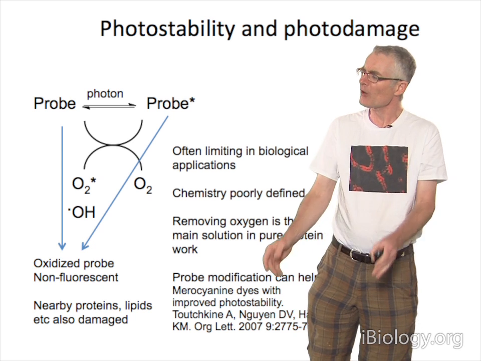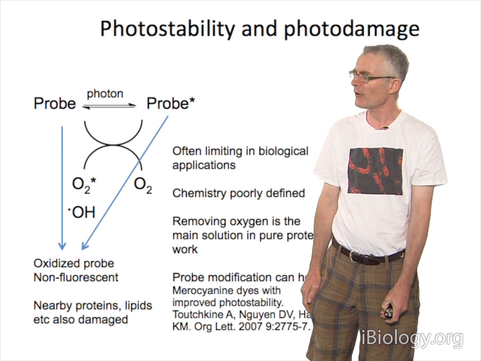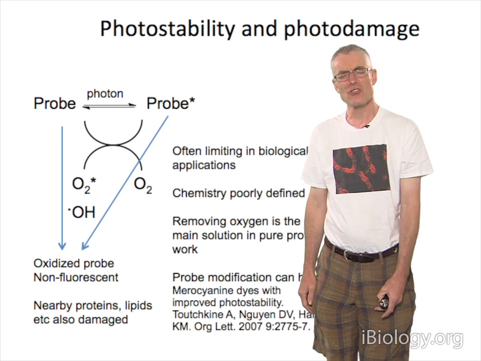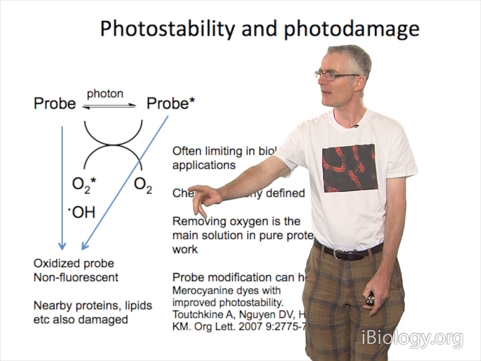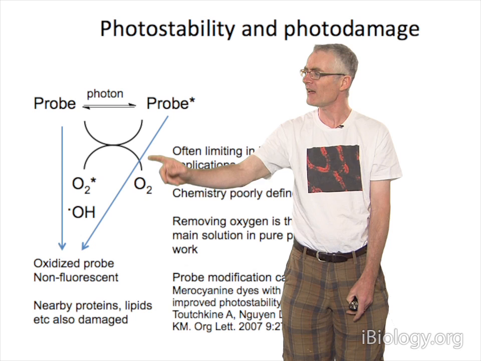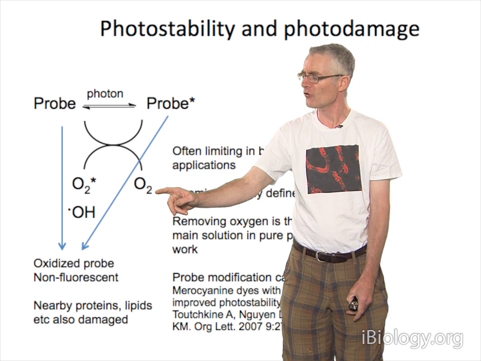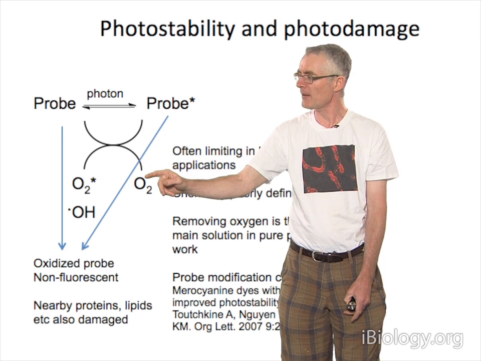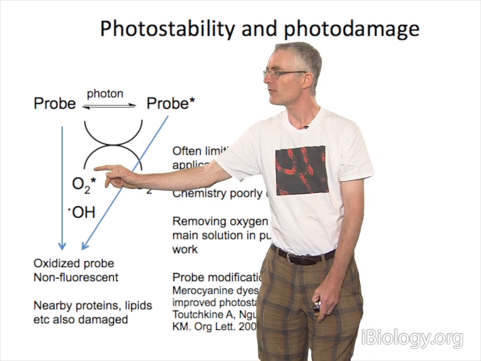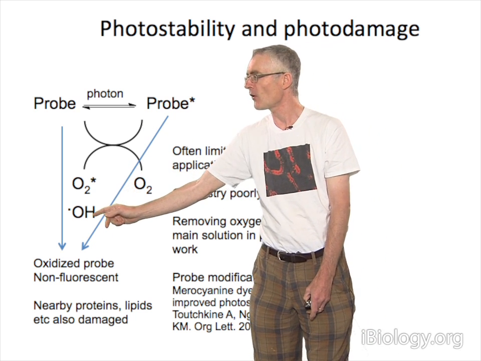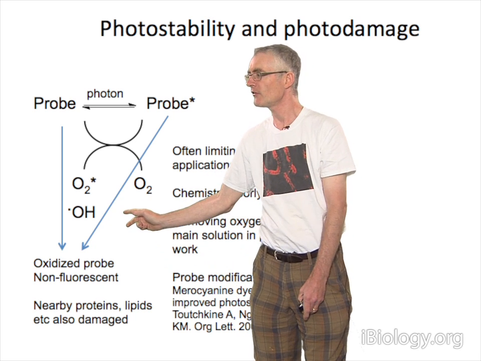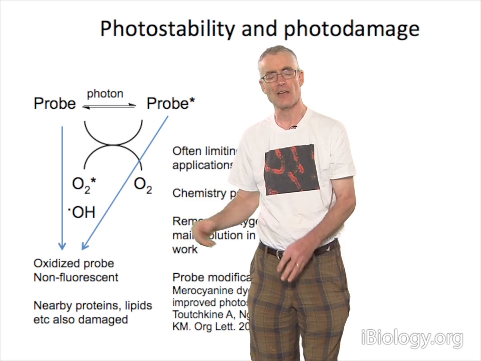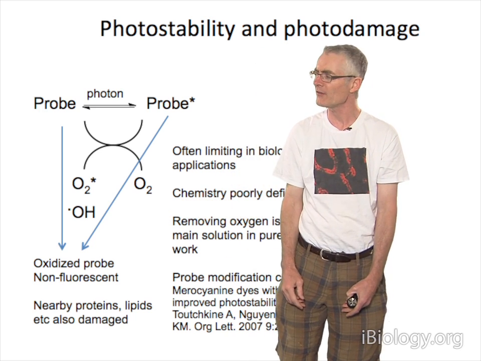So not quantum dots, but the organic fluors do tend to photobleach, as I'm sure many of you are already aware. The chemistry here is actually not terribly well understood, but the basic idea is that the probe in its excited state can interact with molecular oxygen. Molecular oxygen is a stable radical, and it can pick up energy from the excited state, and the oxygen can be converted to highly reactive species, singlet oxygen or hydroxyl radicals. This is OH dot, not OH minus. These are highly oxidizing species. They can come back and react with the fluor and destroy it.